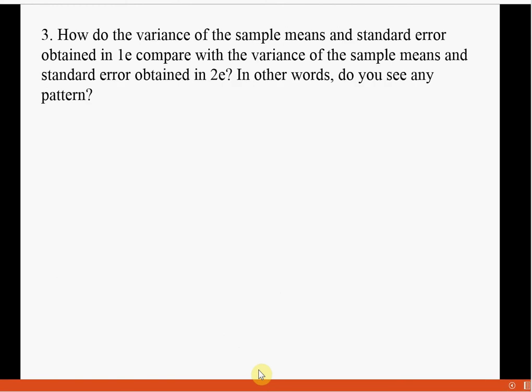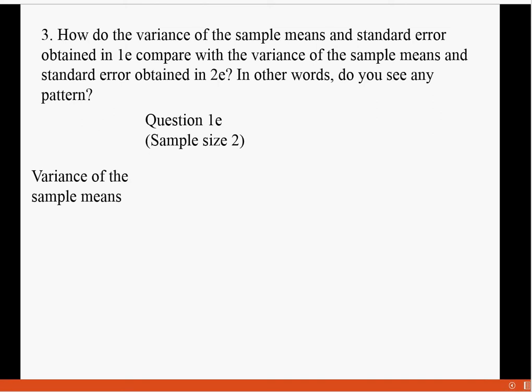Question number 3. How do the variance of the sample means and standard error obtained in 1e compare with the variance of the sample means and standard error obtained in 2e? In other words, do you see any pattern? In the two questions, we used samples of different sizes. For the variance of the sample means, in the first question, the sample size is 2, and the variance of the sample means is 0.625. For the second question, the sample size is 3, and that gives us a variance of the sample means of 0.417.